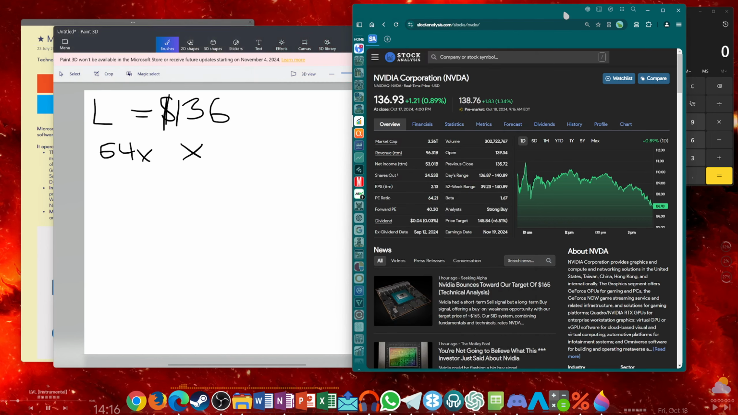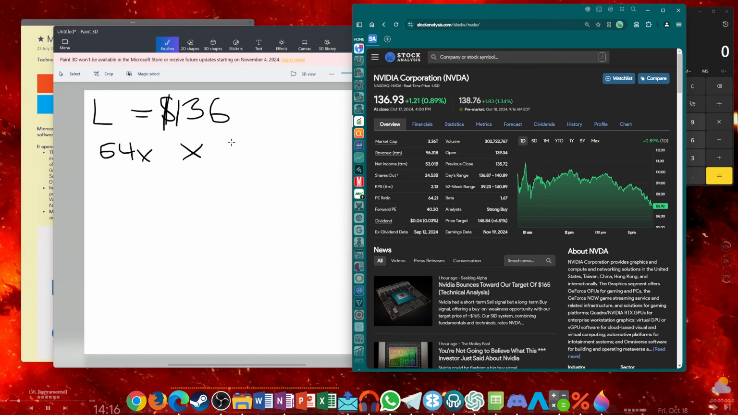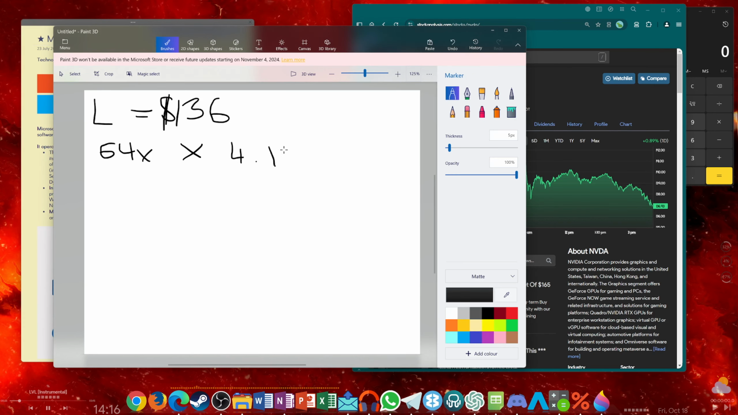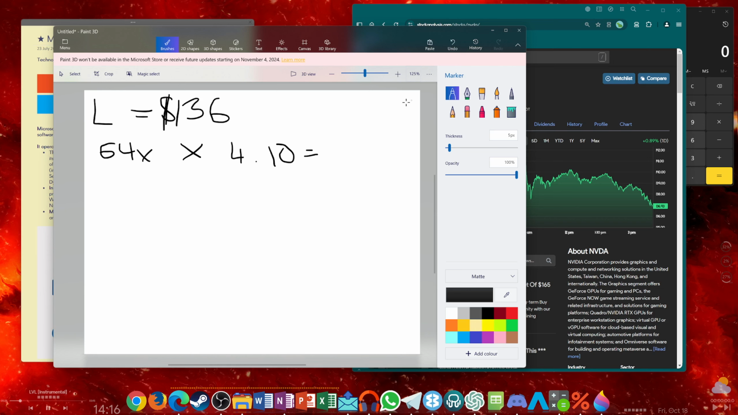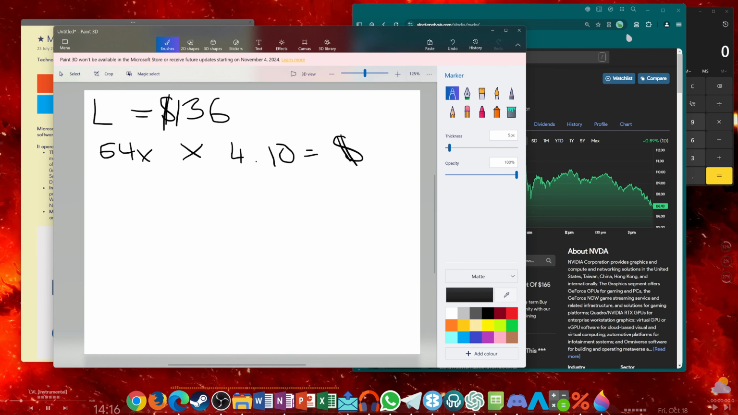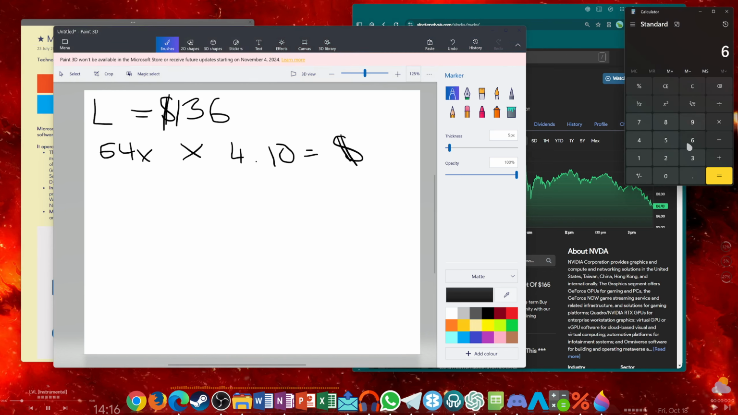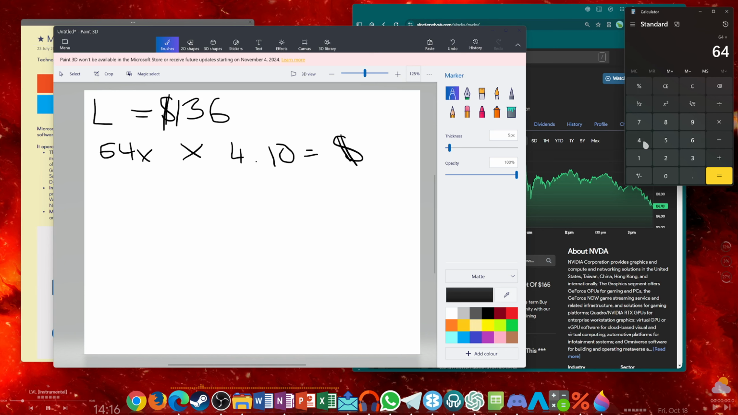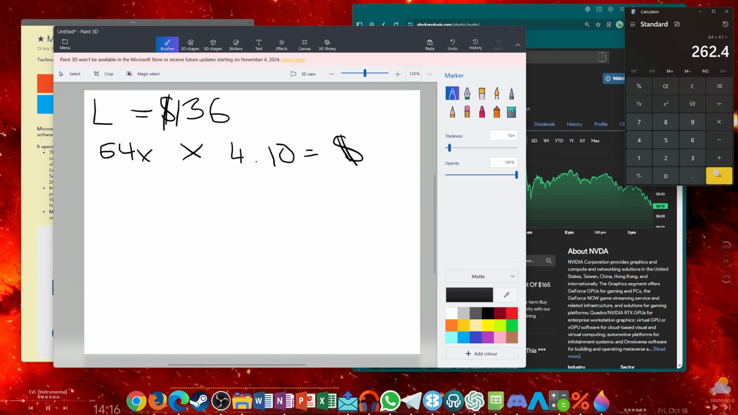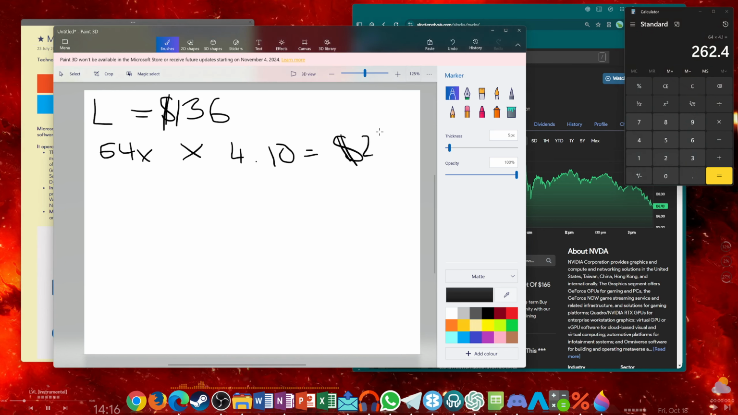with the EPS of 4.10, and this will give us a new price target. So when we do that, we get a new price target of 262.